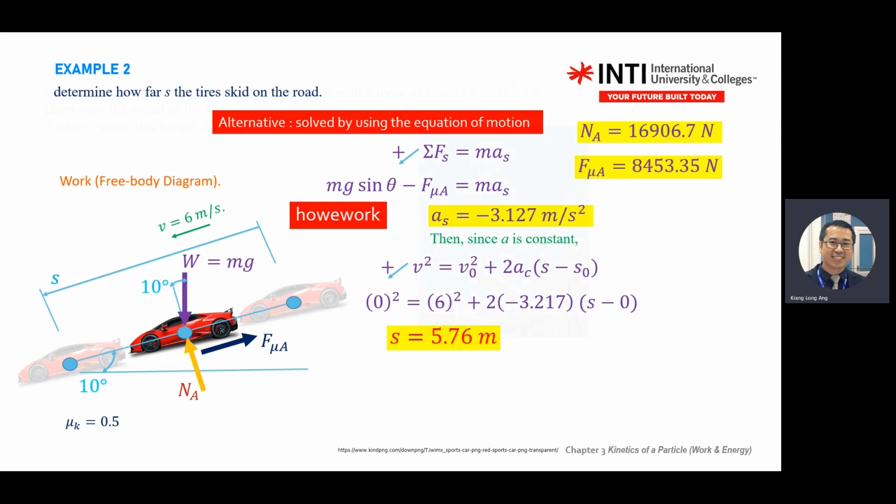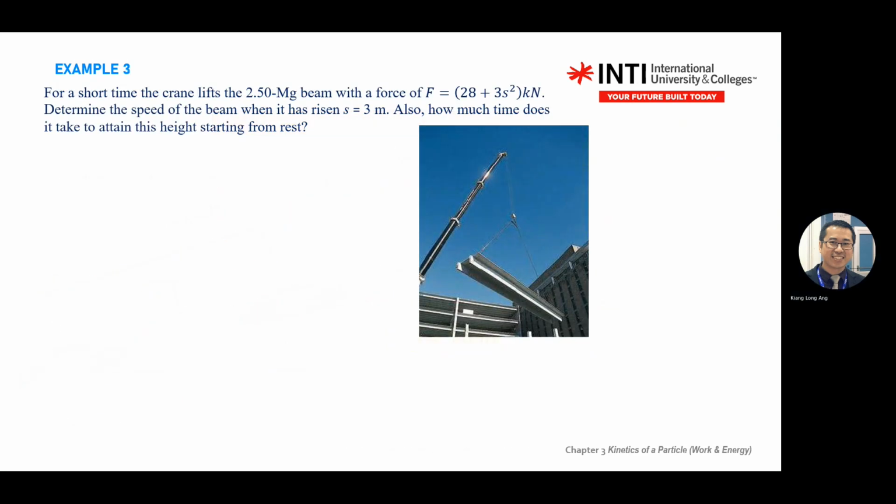Okay, next one is a civil question. You have a crane lifting an object tied with two cables, and the force is now varying. The force changes with the distance: 28 plus 3 distance square in kilonewton. So remember to change the kilonewton into 10 power 3 in your solution. In this case, 2.5 megagram. Remember to change into kilogram when you solve your question.